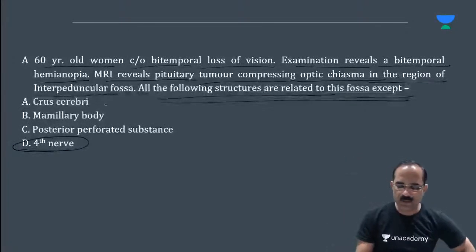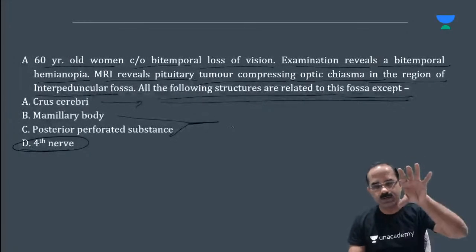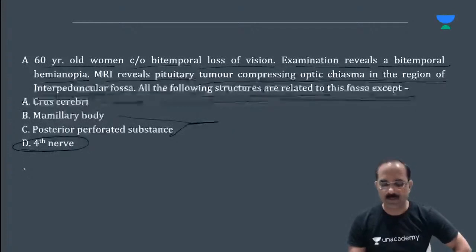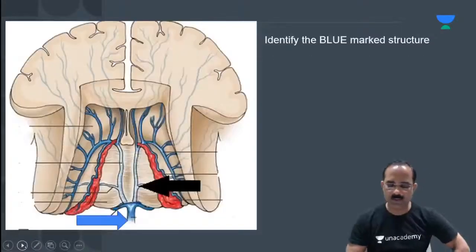Done. So crus cerebri is a boundary; mammillary body and posterior perforated substance are in the floor of the interpeduncular fossa. Fourth nerve is not there. See the next.